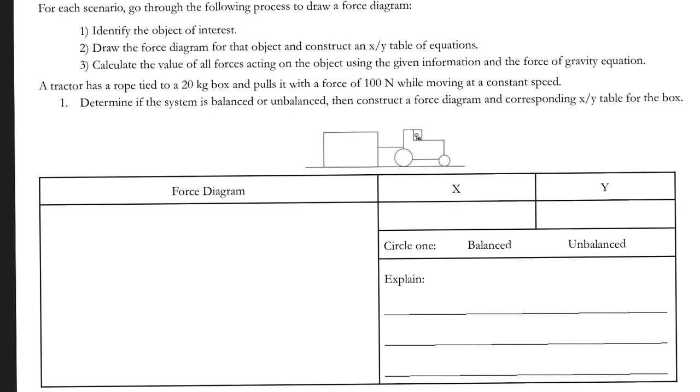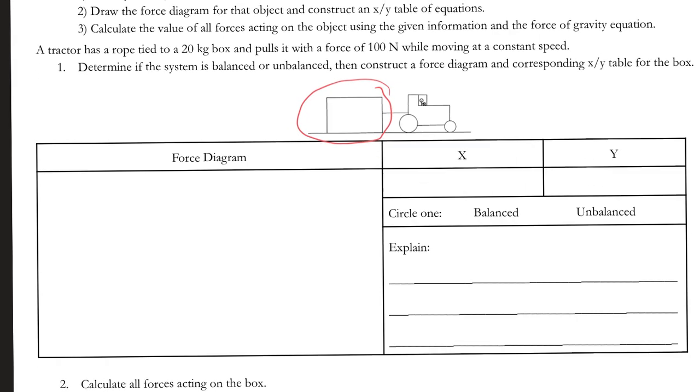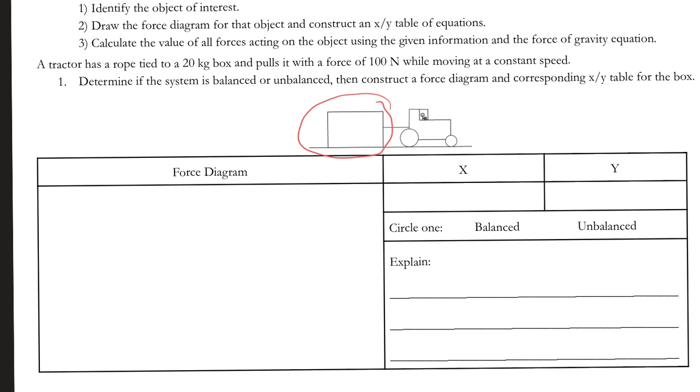The first thing we want to do is identify the object of interest, just like we've done before. We're going to circle that box. Draw the force diagram for the object and construct the XY table. So here I've got a tractor that has a rope tied to a 20 kilogram box and pulls it with a force of 100 newtons while moving at a constant speed.